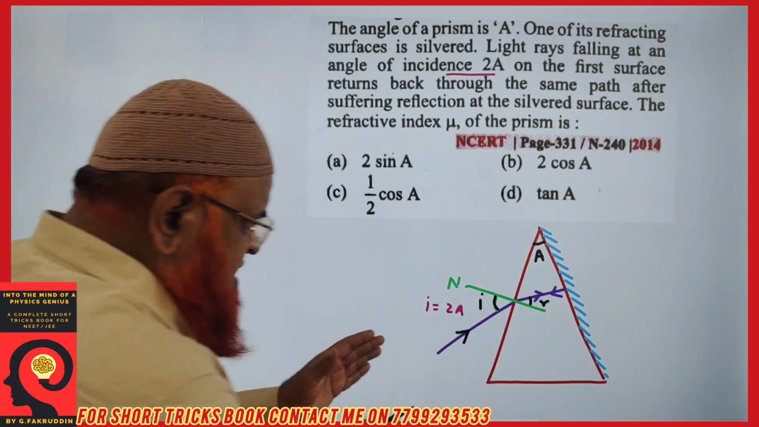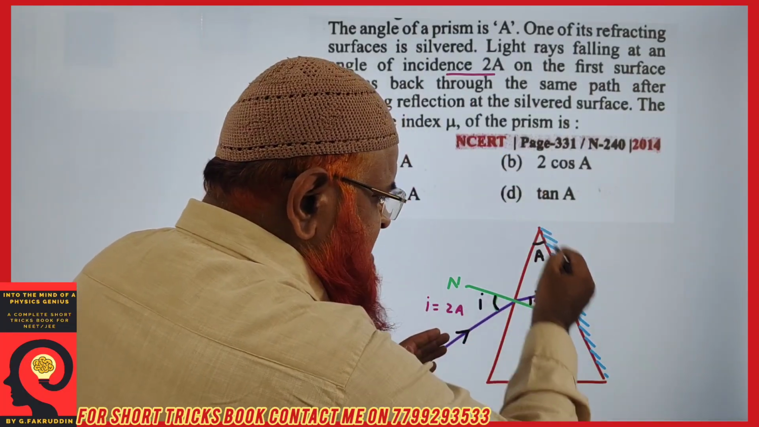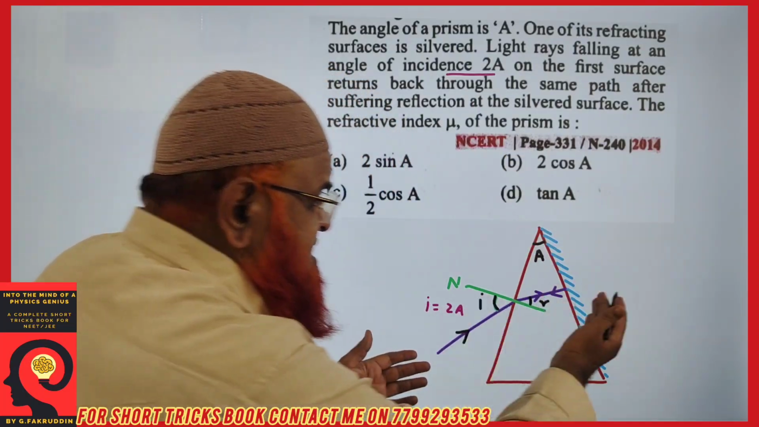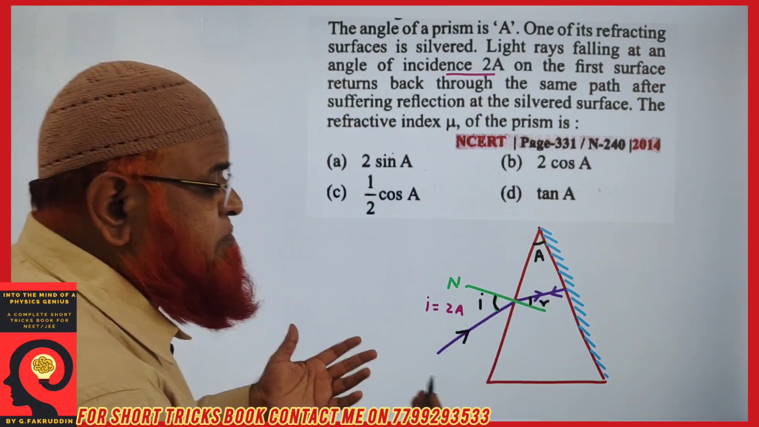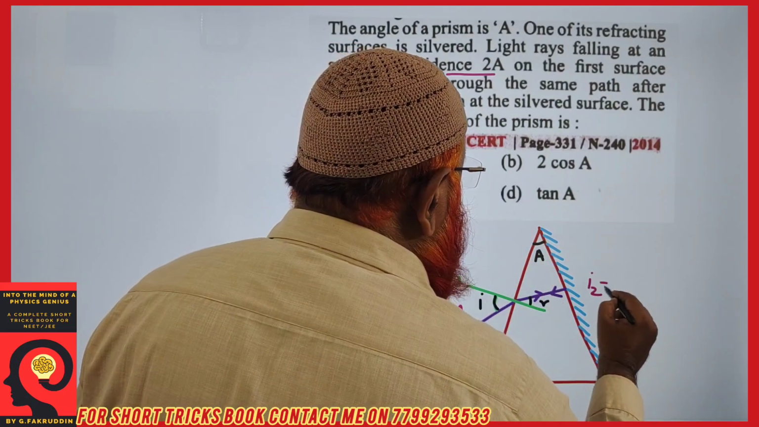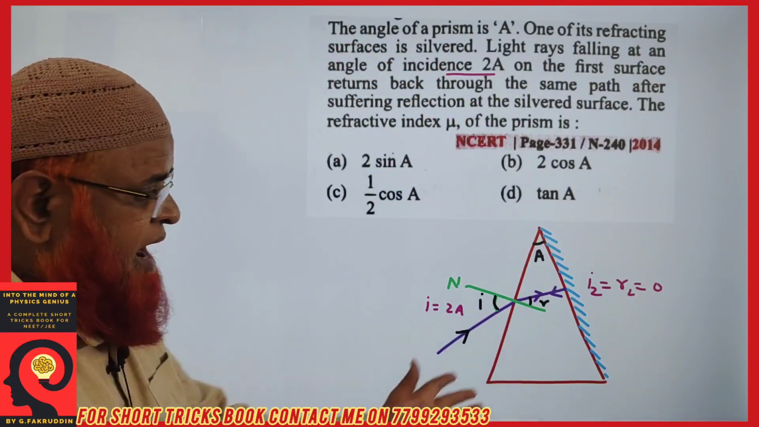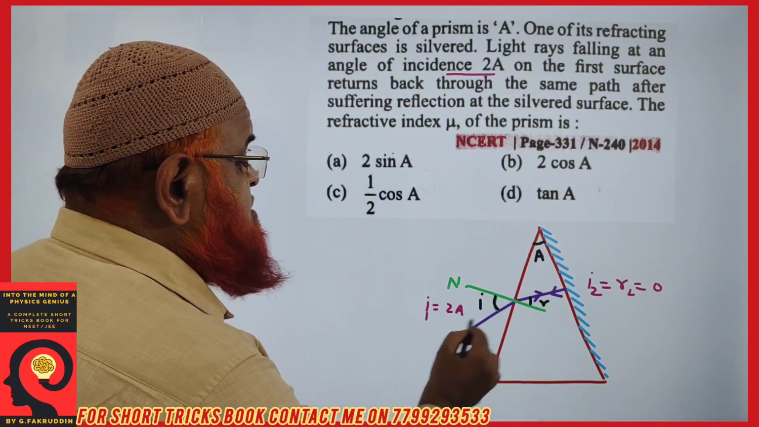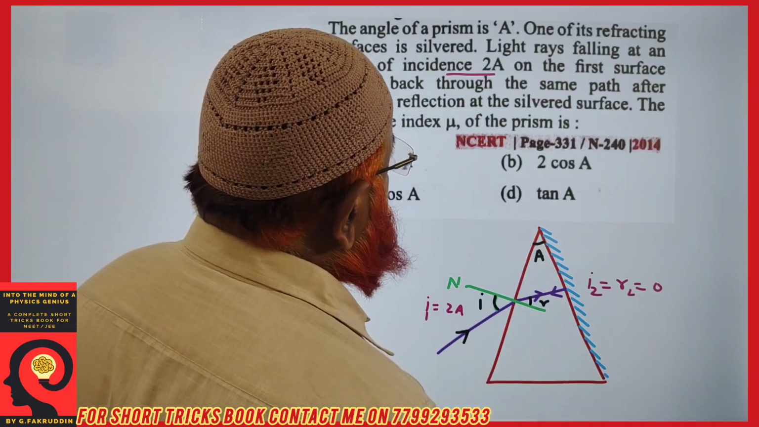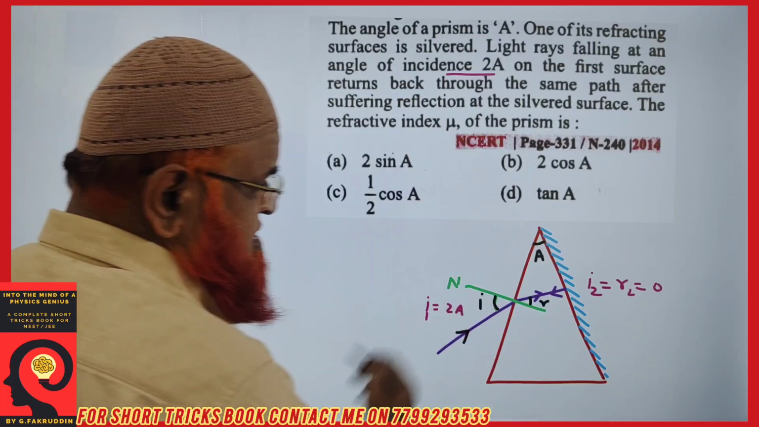Now, just see here, the light ray enters the prism and strikes this end, because it is silvered, and returns back along the same path. What does it mean? It strikes perpendicularly, so you should understand that I2 and R2 are equal to 0 in a prism. I1 is 2A. R is not given. The angle of the prism is given as A. Then what is R? We shall discuss that.